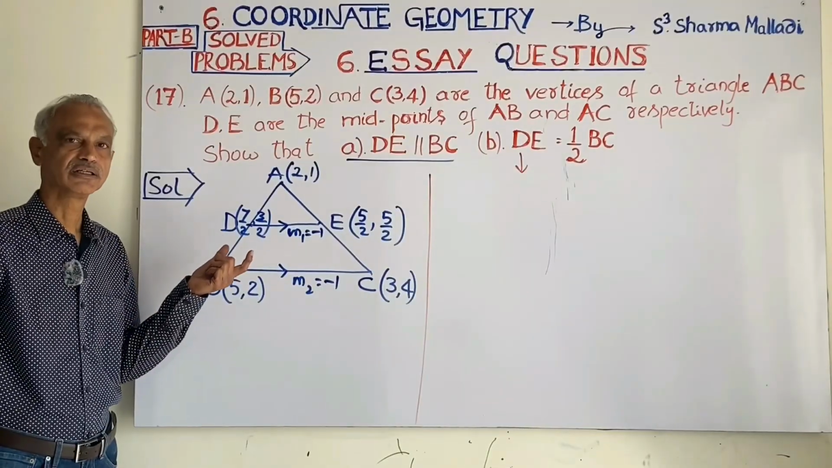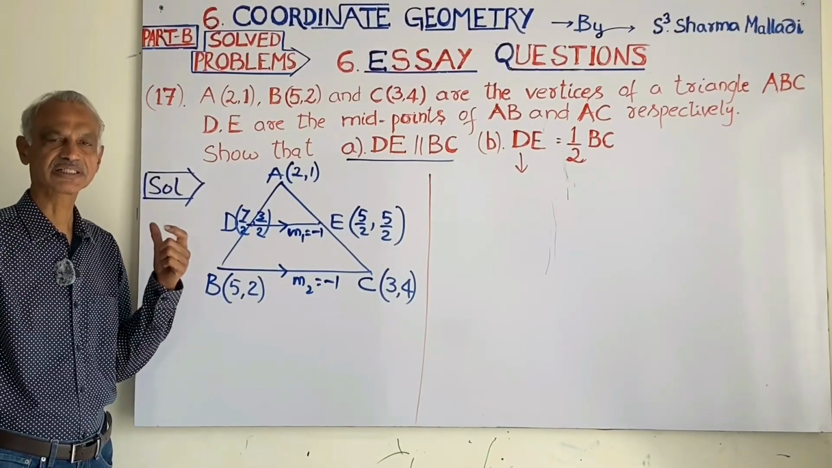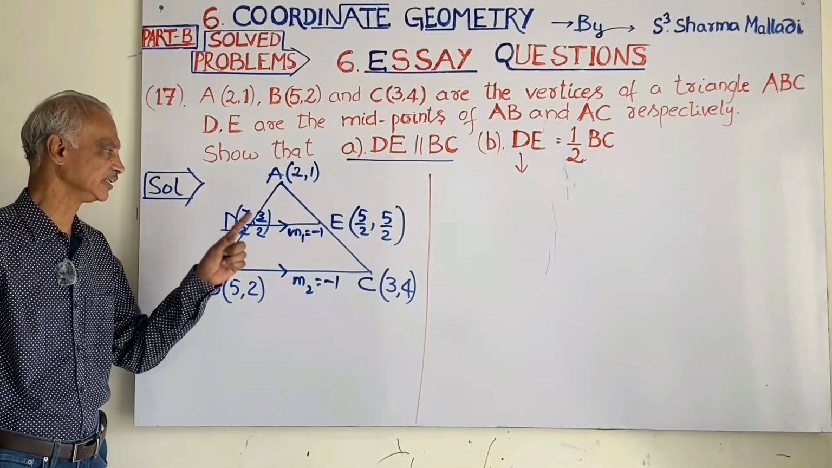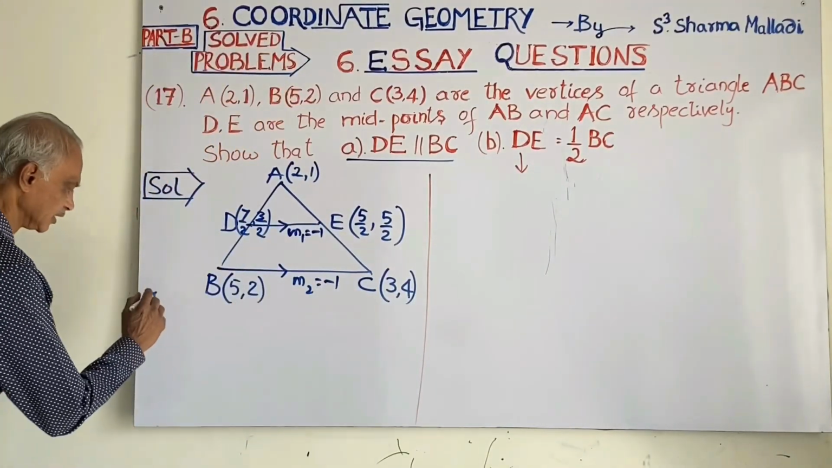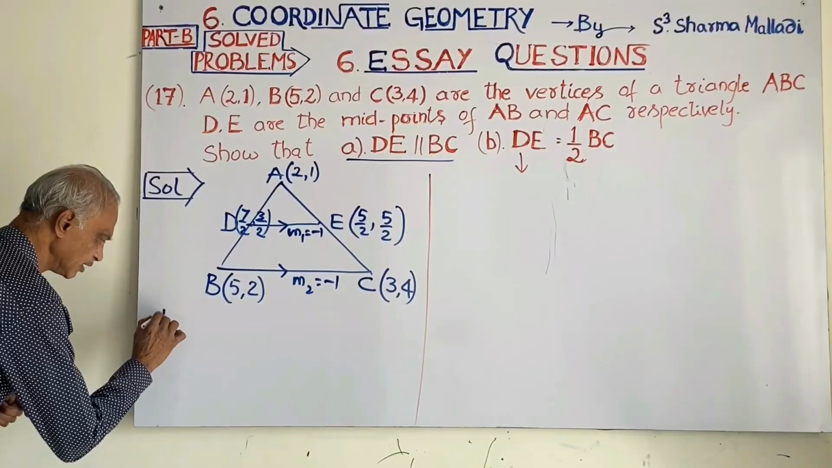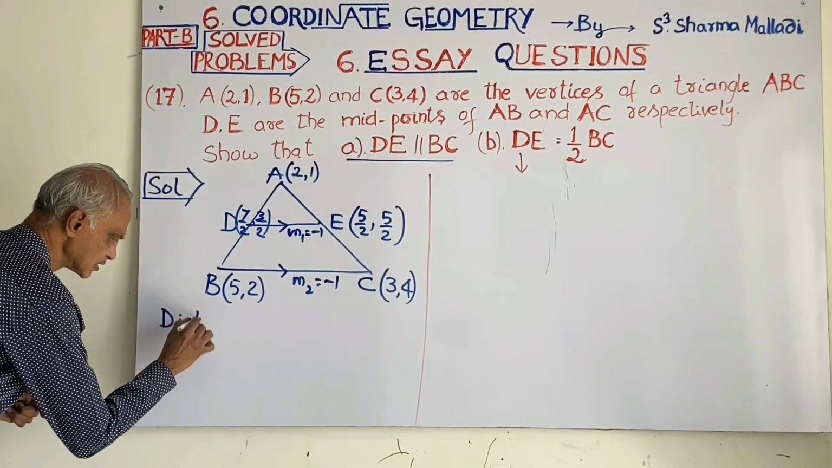Now for this one, DE means the length, the distance between D and E. We know the distance formula. What is the distance formula? We have to use the distance formula.